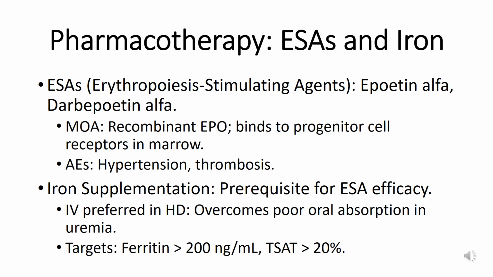Normally, erythropoietin is made in the kidneys. It signals the bone marrow to produce red blood cells. In end-stage renal disease, this signal is lost, so the bone marrow becomes underactive.